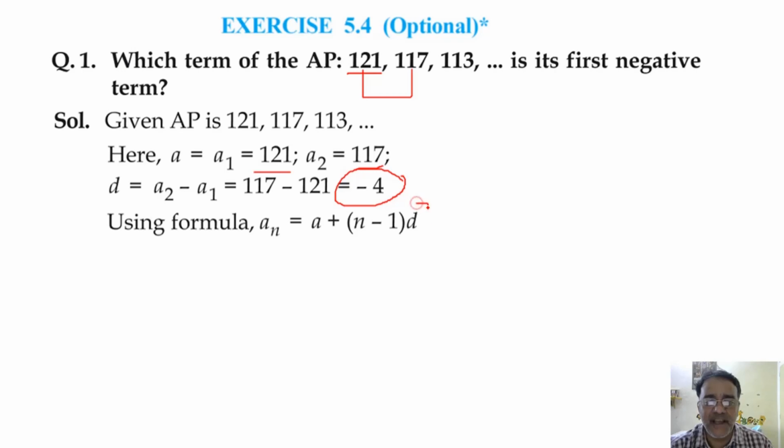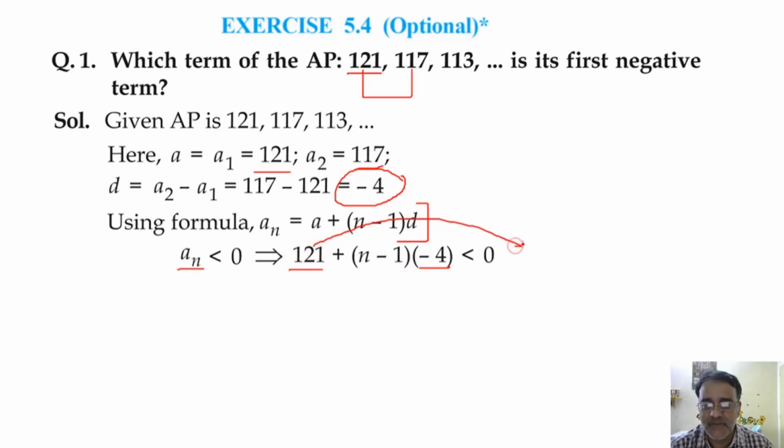And the formula of an is a plus (n minus 1) into d. So we'll start with this one. Substitute a and d here. 121 plus (n minus 1) into -4. Now shift 121 to this side. It will become minus 121.